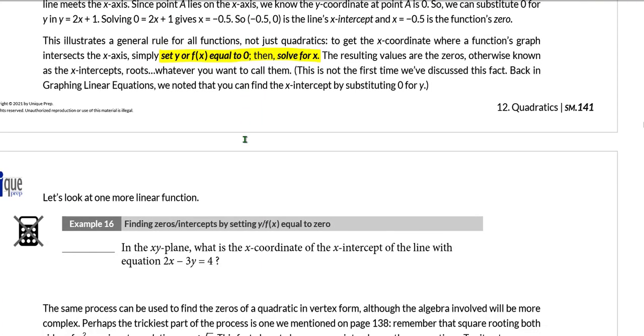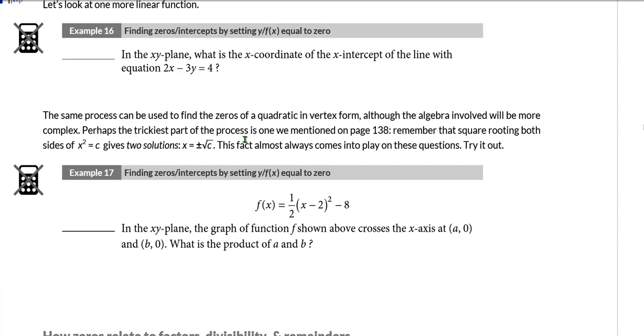At the top of the next page, we're going to do another linear function just to get our feet more wet with this. So in example 16, you can probably do this on your own. I would pause the video and try it on your own. In the xy plane, what is the x-coordinate of the x-intercept of this line? 2x minus 3y equals 4. This question is as simple as 2x minus 3 times 0 equals 4. Again, remember, if we want the x-intercept, we make y equal to 0, and now we have 2x equals 4.